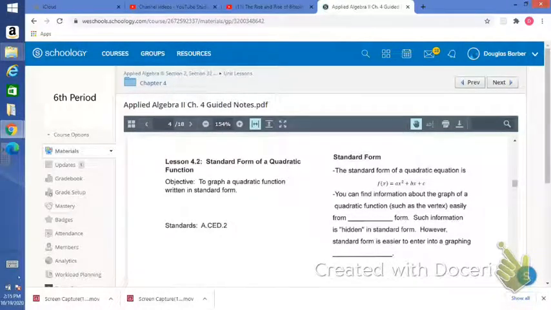Lesson 4.2, we're going to be talking about the standard form of a quadratic function. The standard form of a quadratic equation is f of x equals ax squared plus bx plus c. You can find information about the graph of a quadratic function, such as the vertex, easily from vertex form. Vertex form is what we talked about primarily in 4.1. Such information is hidden in standard form, though. In standard form, it's easier to enter into a graphing calculator.